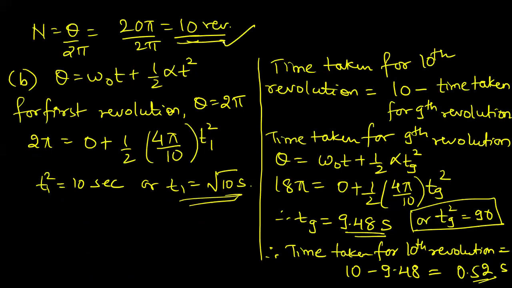For the second case, we need to find the time taken for the first complete revolution and the time taken for the last complete revolution. Since we have got the number of revolutions as 10, the last revolution will be the 10th revolution, and the equation will be the same, theta equal to omega naught t plus half alpha t square. For the first revolution, I will write it as t1. For the last revolution, you will use the formula: time taken for the 10th revolution will be the time for 10 revolutions minus the time taken for 9 revolutions. That is the formula. And lastly, you will solve for 9 revolutions similarly, and you will subtract. That will be your answer. Next question.